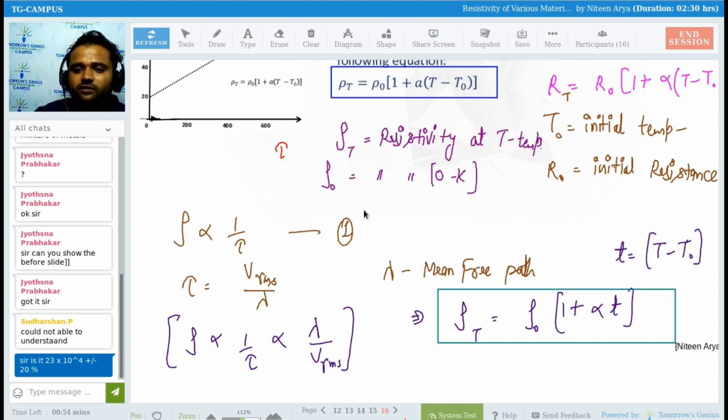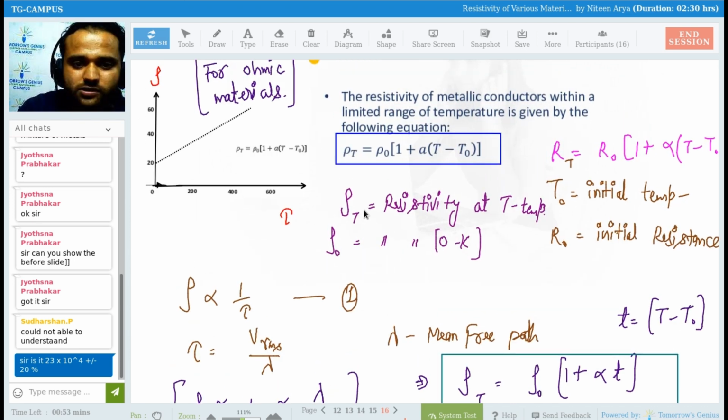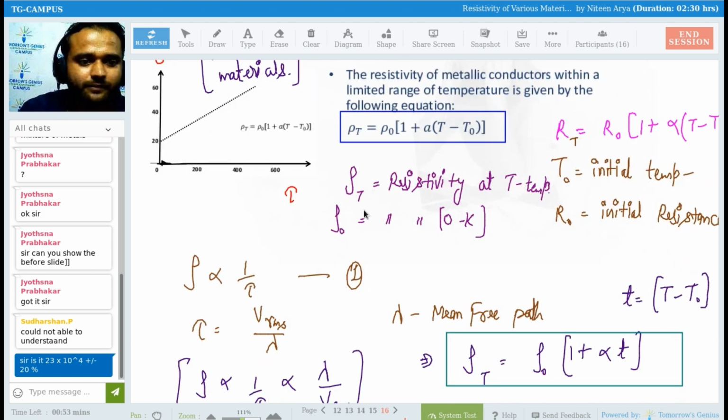Okay, so this is the basic root. In the previous class, in the kinetic theory of gases, we saw that V_rms increases with temperature. That is the very famous relation where kinetic energy is 3/2 kT, where k is the Boltzmann constant and T is temperature. I'm not going into that much detail, but that is the root cause. Clear, everyone?